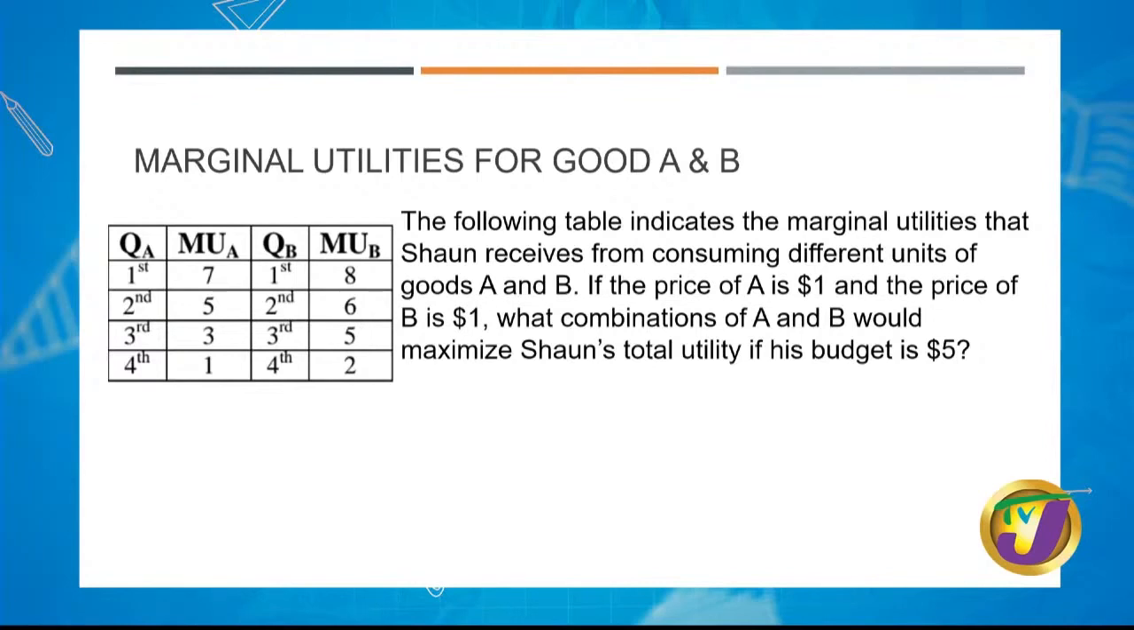We'll call the first good A. And we have 4 columns where we're looking at the quantities and marginal utilities for both goods. For good A, we have the first, second, third, and fourth units. That's in the first column. In the second column, we have the marginal utility of good A, which is 7, 5, 3, and 1. In the third column, we have the second good, which is good B, and we have the quantities being the first, second, third, and fourth.